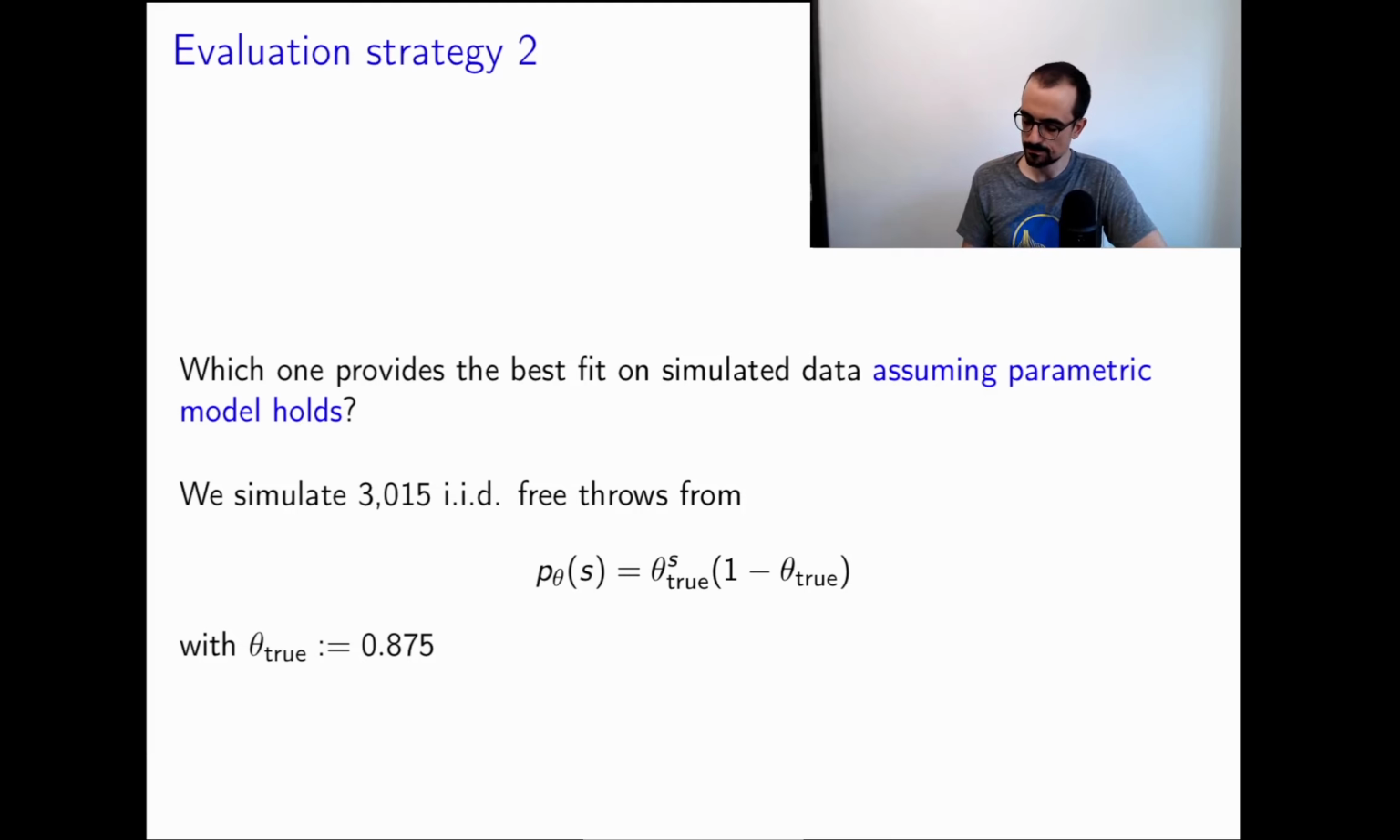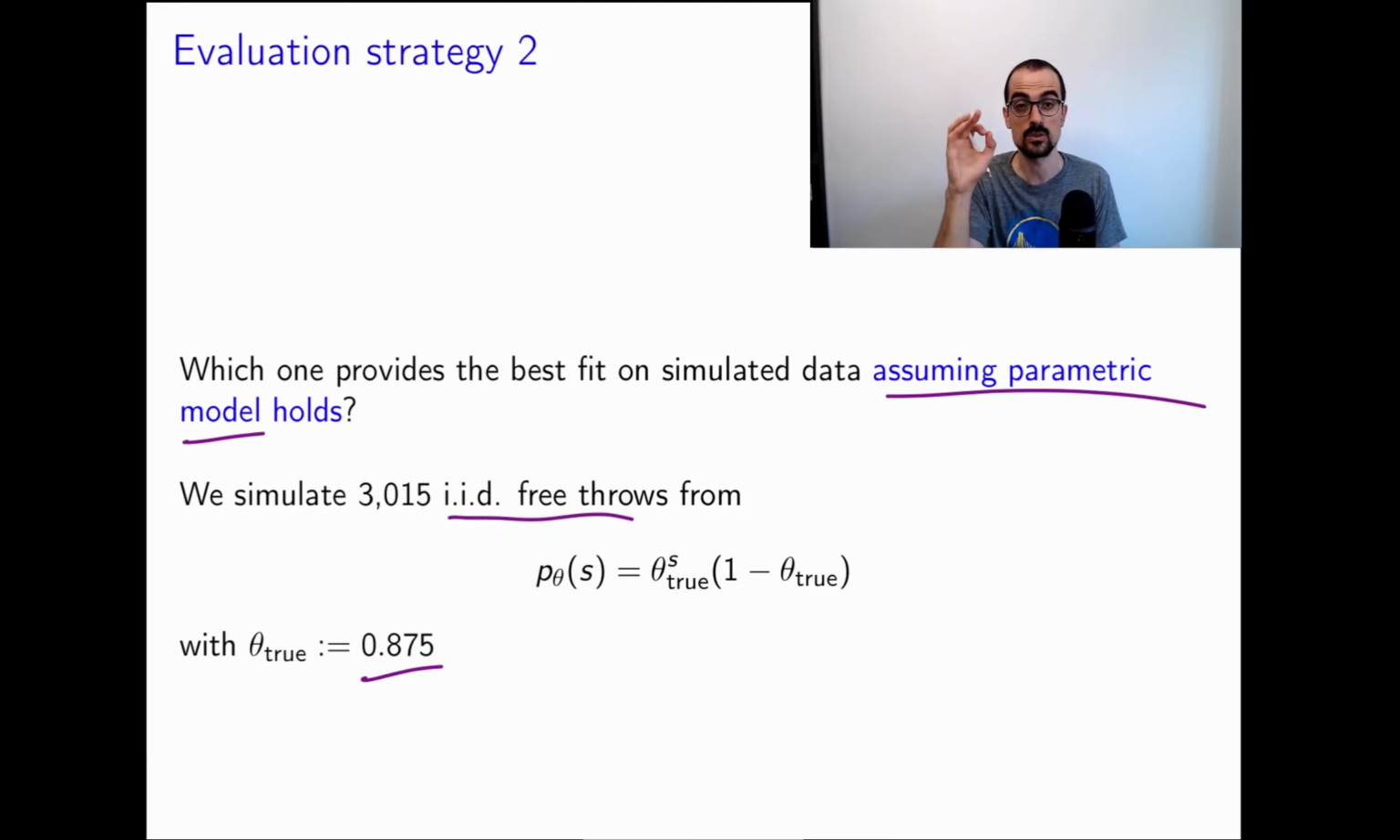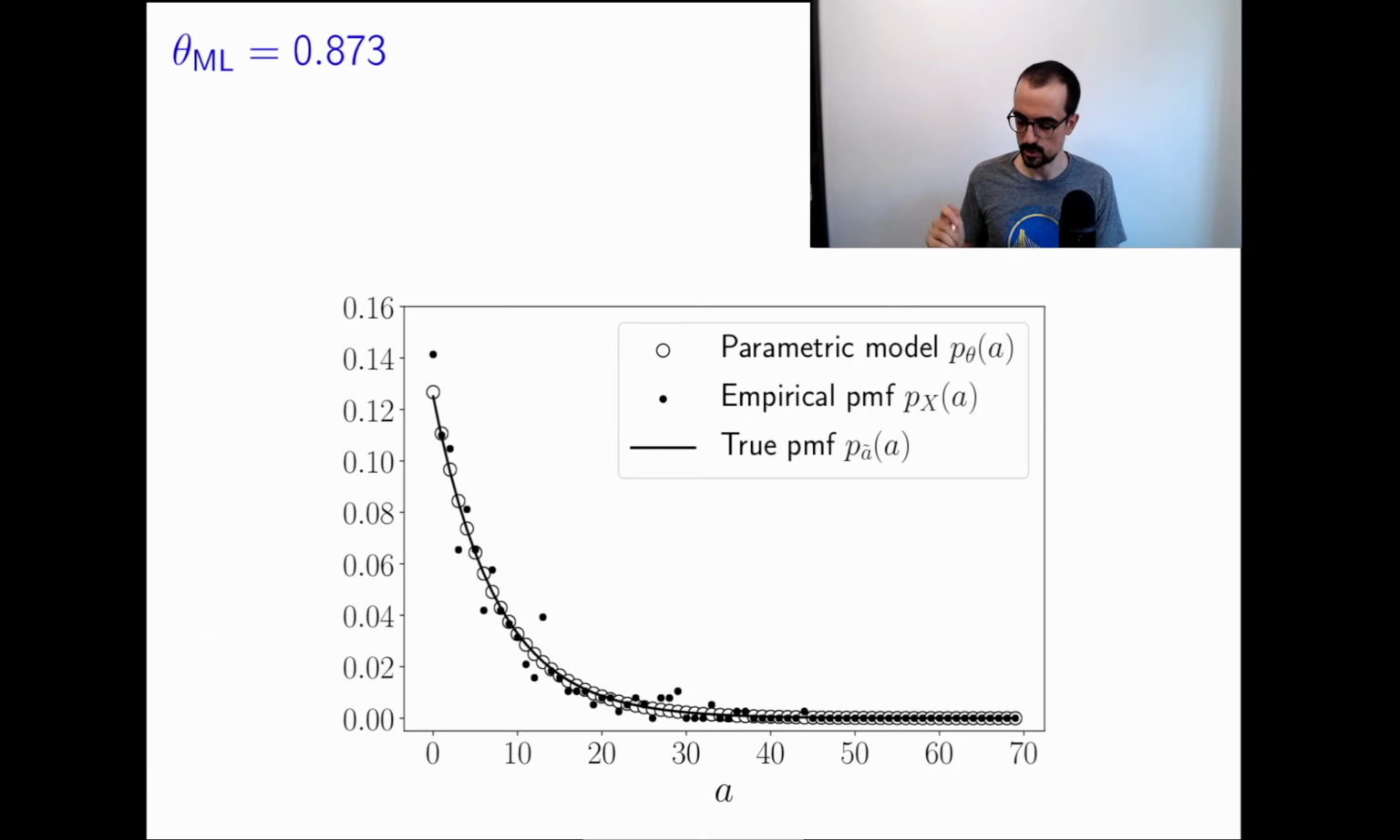In particular, we could simulate data assuming this parametric model, which sounds quite reasonable for how free throws could be generated. We can set a theta to a certain value, 0.875. And then we can simulate some IID free throws and compare how both estimates do compared to the true PMF, because in this case, we will know the true PMF. We can go ahead and do that.